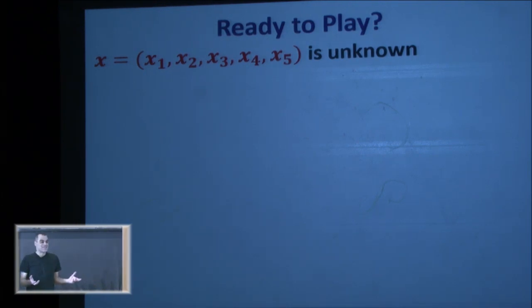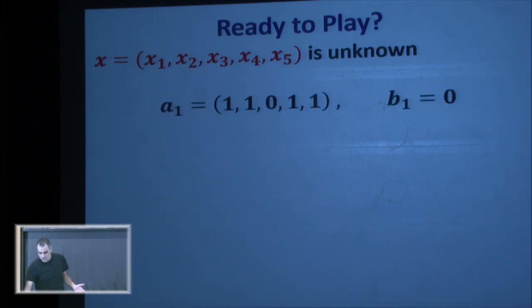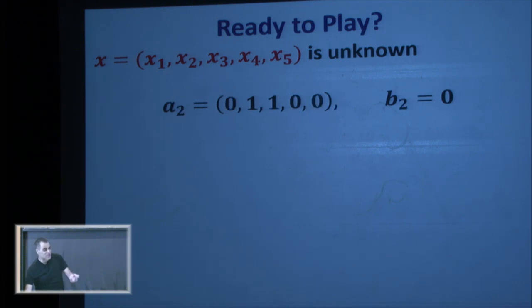Very simple. You only have to learn x1 to x5, but you really have to learn it. In the end, you have to tell me what x1 to x5 are. And I'm going to give you the linear equations. So first we have x1 plus x2 plus x4 plus x5 equals 0. No, don't write anything. It's cheating.